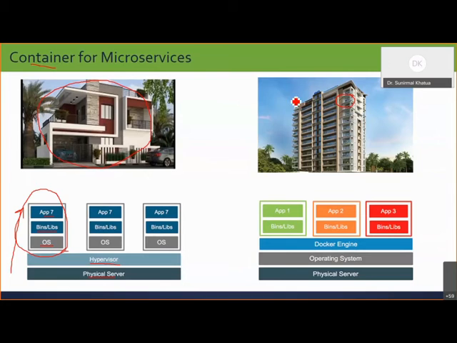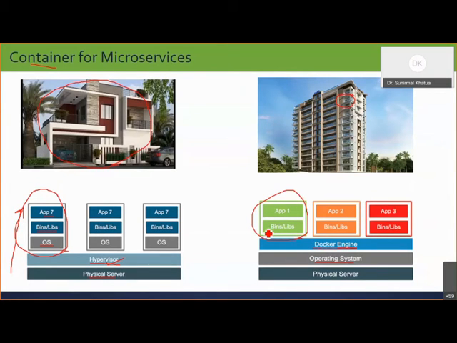Compared to that, in a container environment, on top of the host operating system, you don't need any hypervisor. You need a container engine. Docker is the most popular container service provider. Docker has become the de facto standard for containers today. So you need to install a Docker engine, which allows you to create and place the containers.